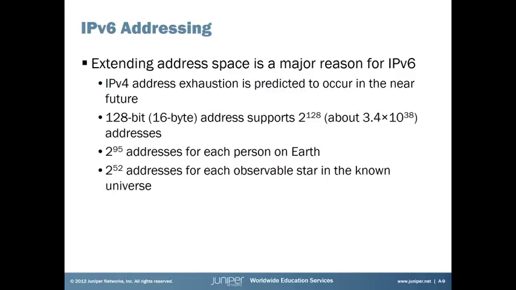So how big is this? It's, well, 128-bit, 2 to the 128. So, as I said, it's 340 trillion addresses, which works out to be 2 to the 95 addresses for each person on Earth. We're not going to run out anytime soon, or 2 to the 52 addresses for each observable star in the known universe. Just to give you an idea of how big and how many addresses there are in IPv6.